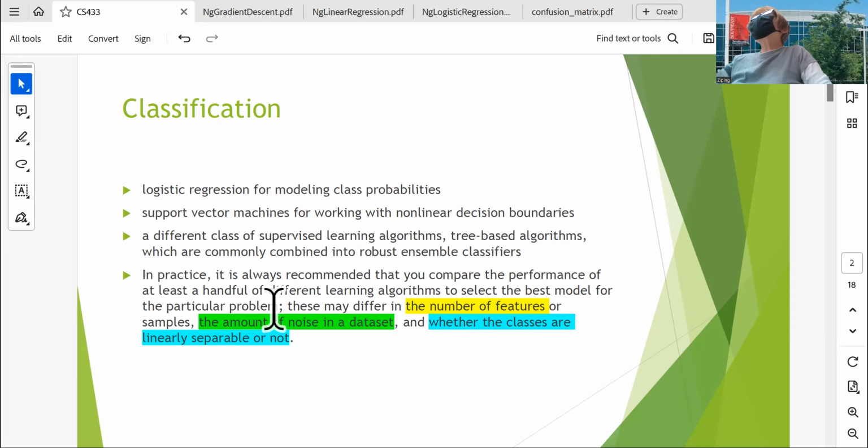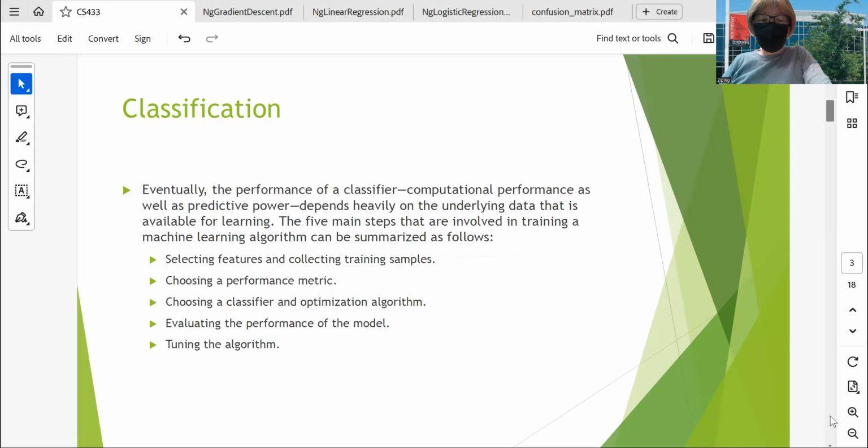Because if you just use one algorithm and don't compare, it may not do well, since different algorithms may be suitable for different scenarios. There may be a different number of features or samples, amount of noise in the data, and whether the classes are linearly separable or not. So we consider all of those factors.